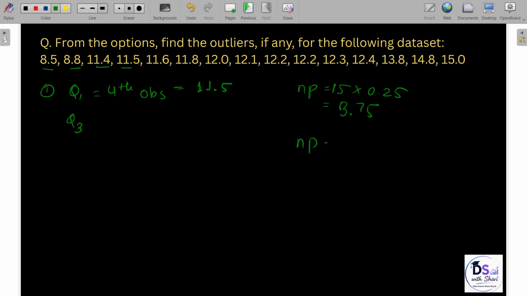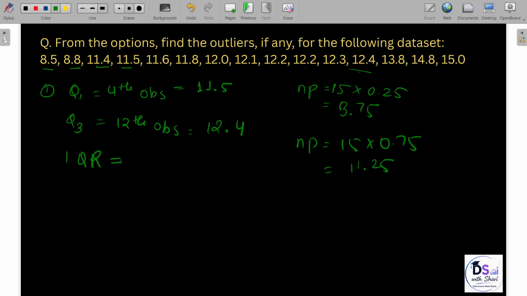Now for Q3, we have np equals 15 into 0.75, right? So we will be getting 11.25. So Q3 will be equal to the 12th observation of the data set. Which is the 12th observation? First, second, third, fourth, fifth, sixth, seventh, eighth, ninth, 10th, 11th and 12th. This is the 12th one, which equals 12.4, right? Now what is the interquartile range? For interquartile range, we have the formula Q3 minus Q1. So Q3 equals 12.4 minus 11.5, which equals 0.9. So we got the value of IQR as 0.9.